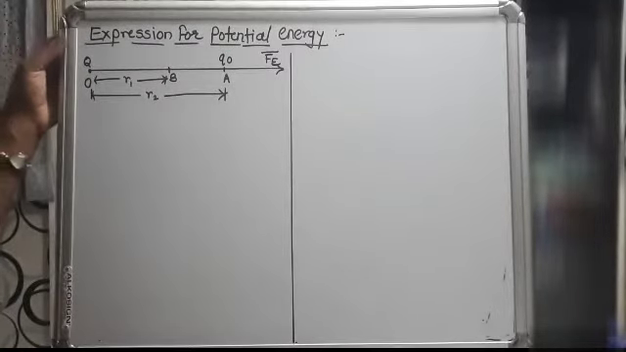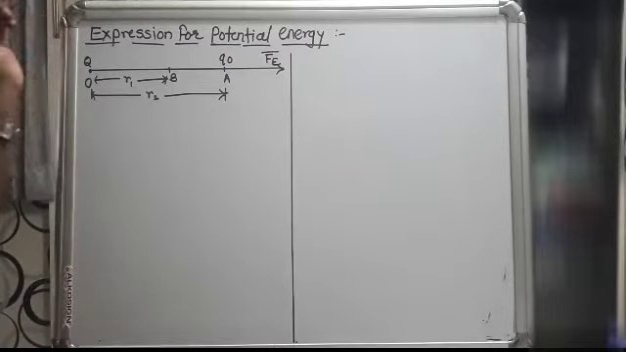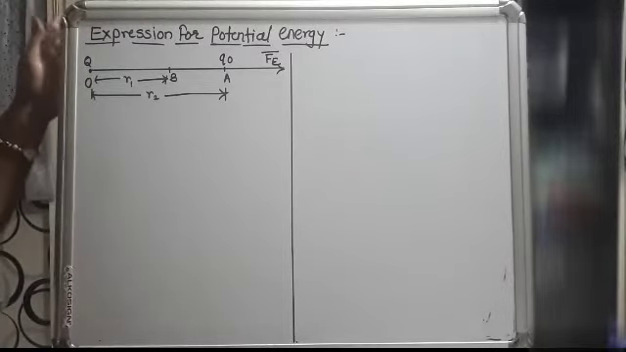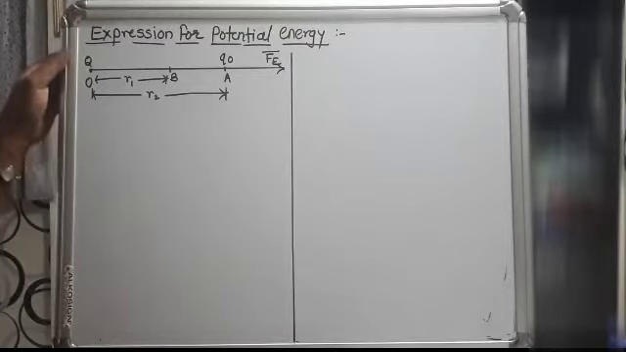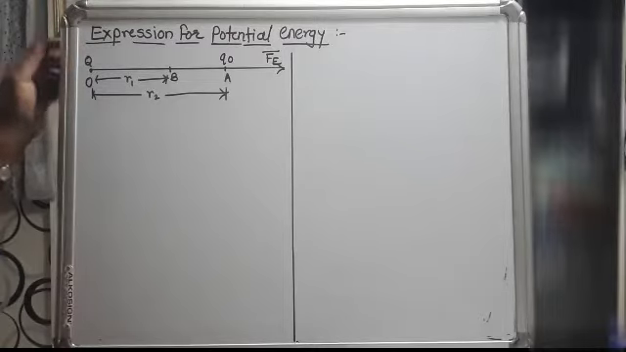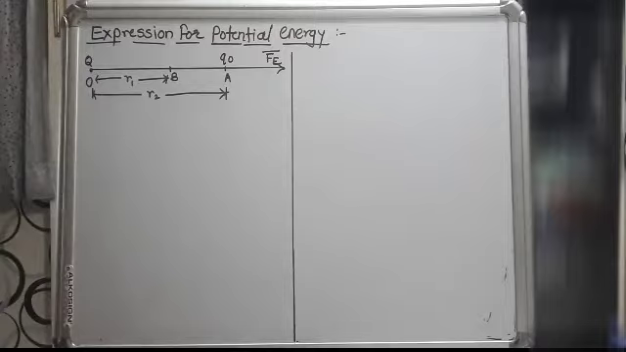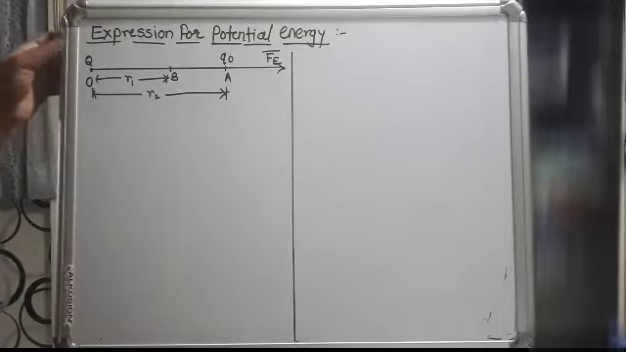Students, in the last video we studied the definition of electrostatic potential energy and the expression for electrostatic work done against the electrostatic force. The equation is dU = F bar · dr bar. In this video we will study the expression for potential energy.